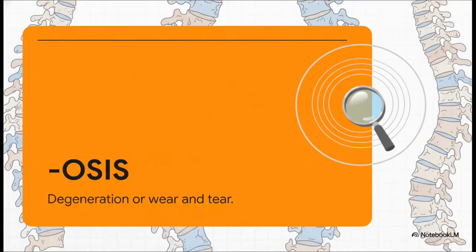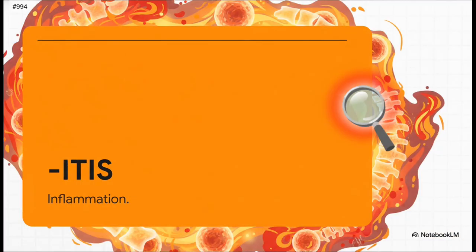First up is osis. Whenever you see osis, I want you to think degeneration. It's all about the kind of wear and tear that just happens over a long period of time. Next, we've got itis. Now, this is a classic. You've probably seen this one before in words like arthritis or bronchitis, and it always means one thing: inflammation.